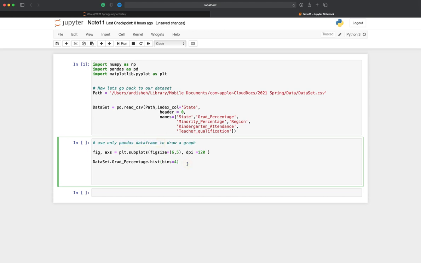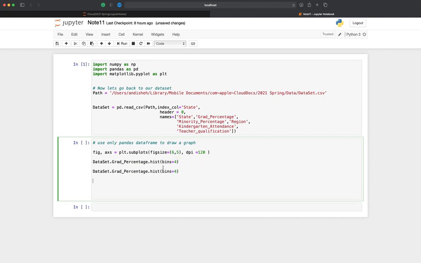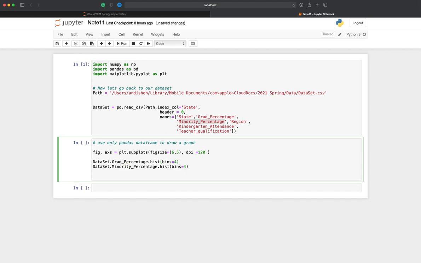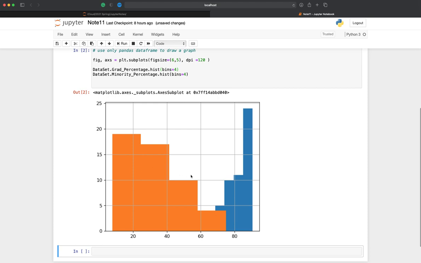There are different ways of drawing a histogram. So this is one of the ways. So now I'm going to copy one of these and then say this one is another column. So I want to have 2 histograms, right? And then I'm going to draw a histogram of these 2.